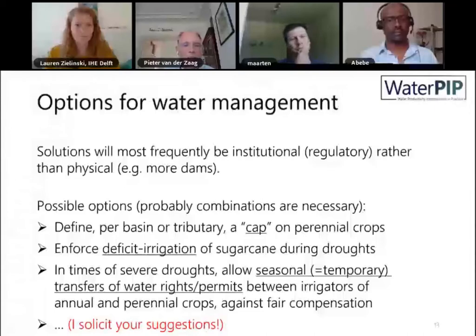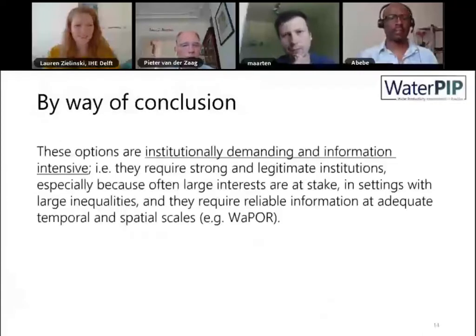Okay, there are probably many more options, and I invite all of you to submit your suggestions to solve this problem. Now, in conclusion, these options are institutionally demanding and information intensive. They require strong and legitimate institutions, especially because often large interests are at stake in settings with large inequalities.